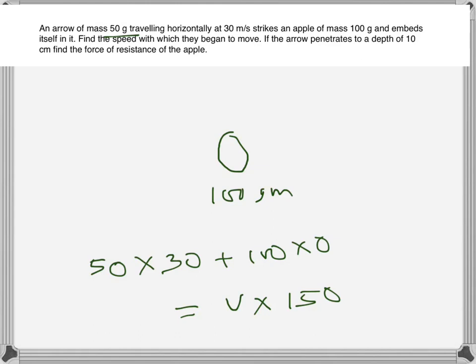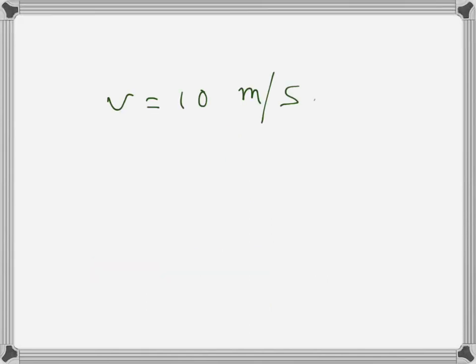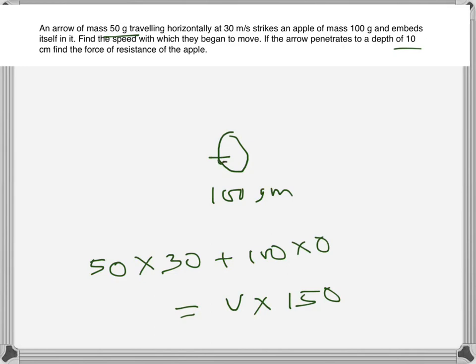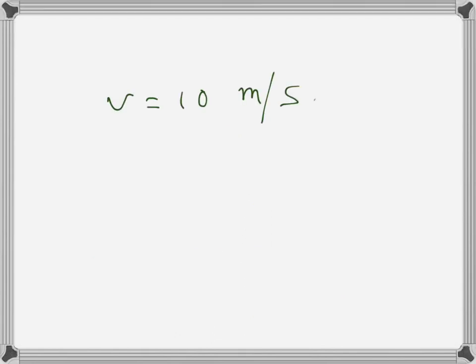Now we need to find, if the arrow penetrates to a depth of 10 centimeter, the force of resistance. So it penetrates 10 centimeter, and as soon as it hits the surface of the apple, its velocity becomes 10 meter per second. So we need to find how long it takes to penetrate 10 centimeters. If we say s is equal to vt, this s will be 10 centimeter and v is 10 meter per second. So we have to change the unit.